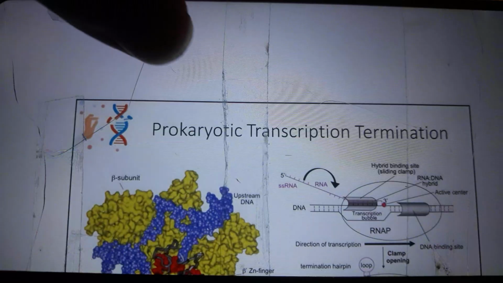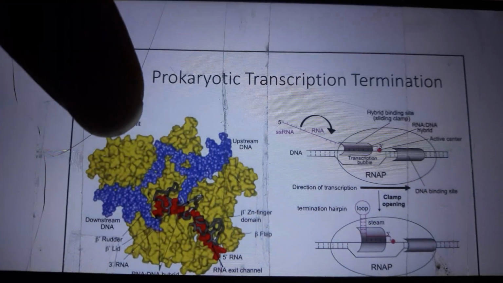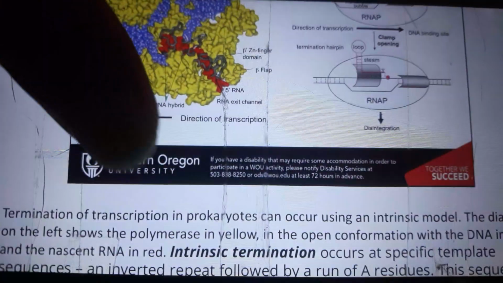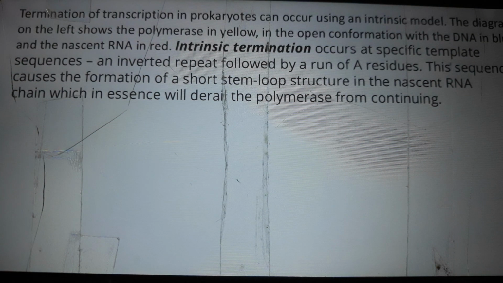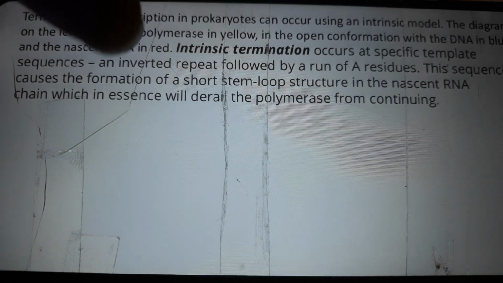This is the illustration of prokaryotic transcription termination. The termination of transcription in prokaryotes can occur using an intrinsic model. The diagram on the left shows the polymerase in yellow, in the open conformation, with the DNA in blue and the nascent RNA in red.